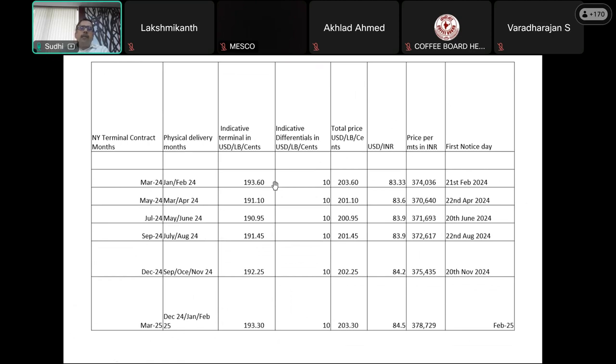So in the London market, it is 10 metric tons per lot. In the New York market, it is 17 metric tons. And there it is traded at USD per metric ton. Here it is traded as USD cents per lb.